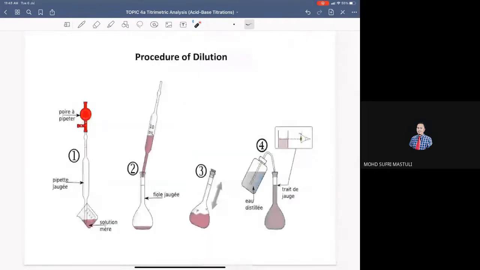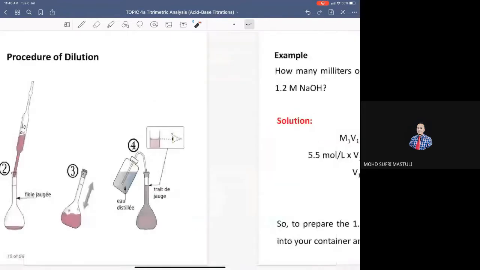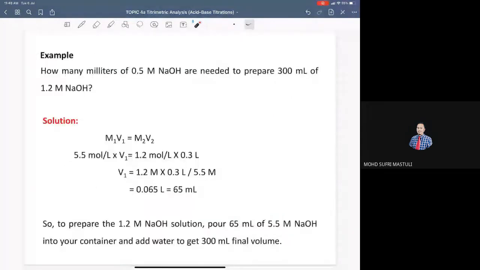Okay, so this schematic diagram is showing you the procedure of dilution. From the standard solution, we pipette a certain amount of solution and then we transfer it into the volumetric flask, and then we shake it, and then we add solvent, in most cases distilled water, until we reach the calibration mark. Remember, eye level should be on the meniscus. Okay, so this is an example related to dilution.